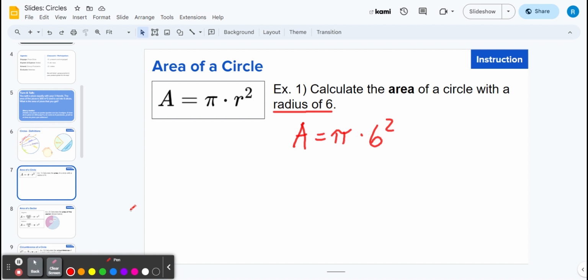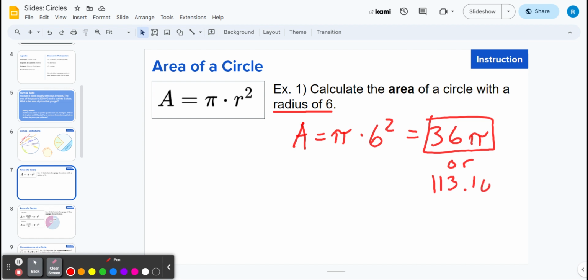Now, oftentimes when we're dealing with circles, we want to leave things in terms of pi if we can. So one way to simplify this would be 6 squared is 36. So we could have our answer as 36 pi. Or we could use our calculator, come up with 36 times pi, and that would give us 113.10. That is another potential answer there.